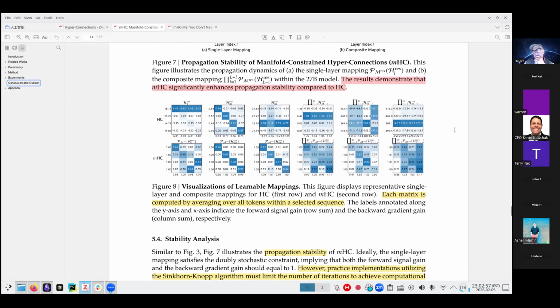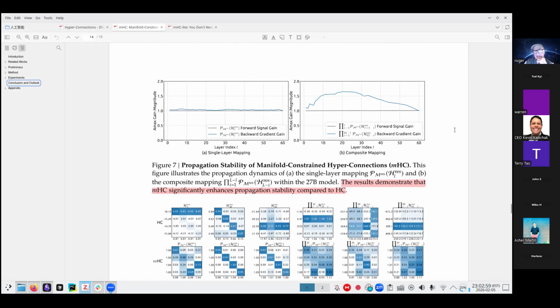Why? Any intuition as to why? If I'm understanding this correctly, on the left they're looking at each layer individually, and all the gains are around one, both forward and backward. If they ran the Sinkhorn algorithm infinitely many times, it would be exactly one instead of close to one, and both of them would be that way. I'm wondering why there's a bias on the backward gain being higher.